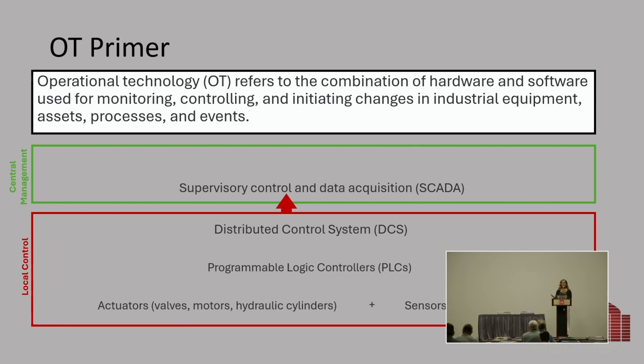Now, smaller plants will have a couple of PLCs, and that's fine. But when you're looking at bigger plants, there needs to be some type of centralized area where all the PLCs are speaking to, and that's the DCS. So in a local control environment, the DCS is the hub for all the PLCs to talk to, and then the PLCs are sending out commands to the different field devices.